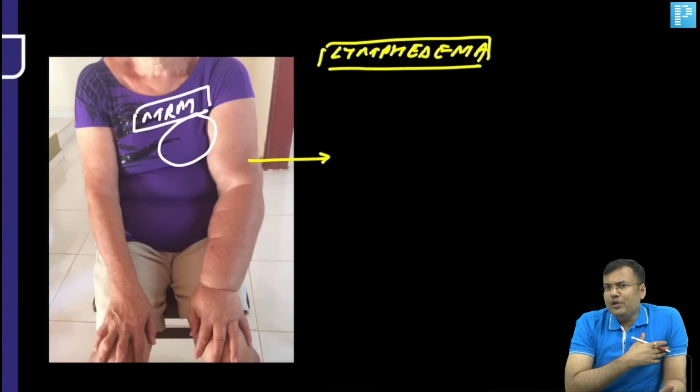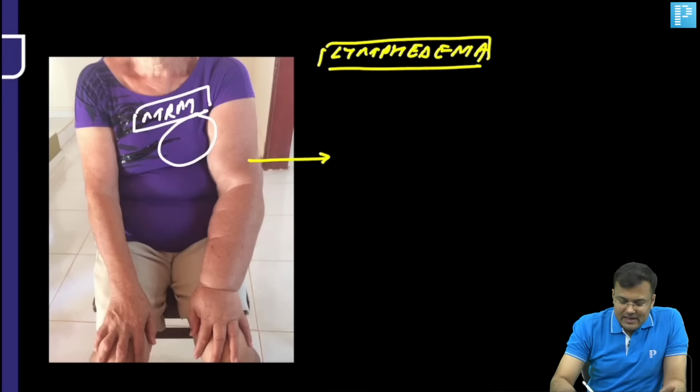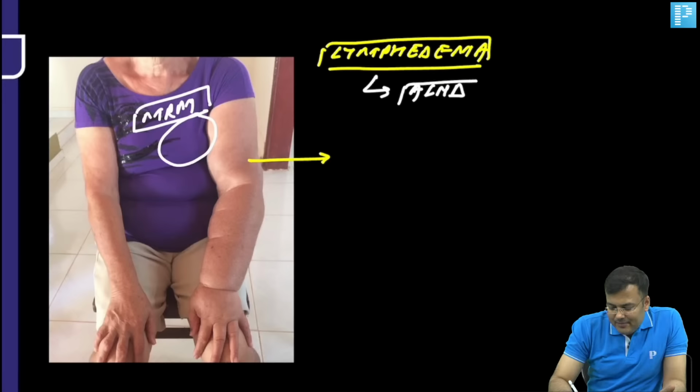Whenever you perform modified radical mastectomy, you perform axillary lymph node dissection, and because of that, what will happen? Yes, lymphatic disruption. Whenever there is lymphatic disruption, it leads to lymphedema. So what is the cause? It is in patients of MRM when you perform axillary lymph node dissection, and because of this there is lymphatic disruption.